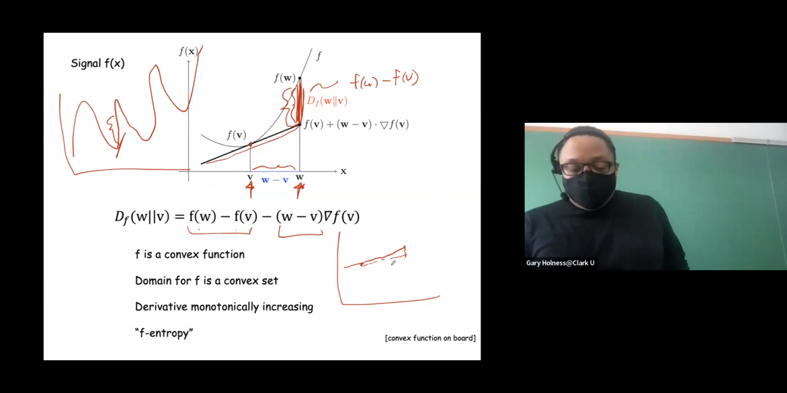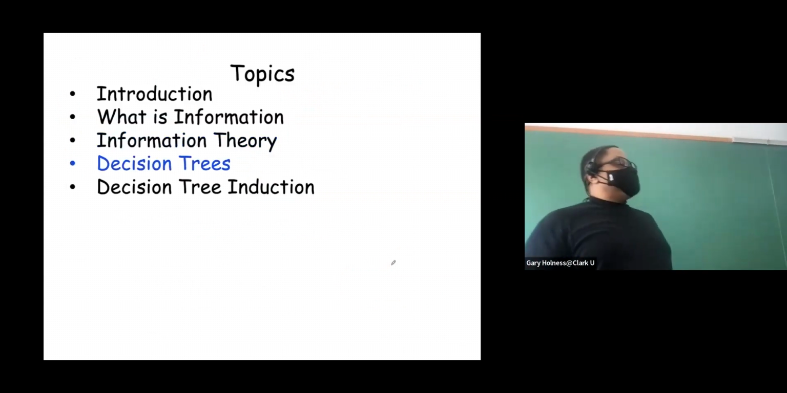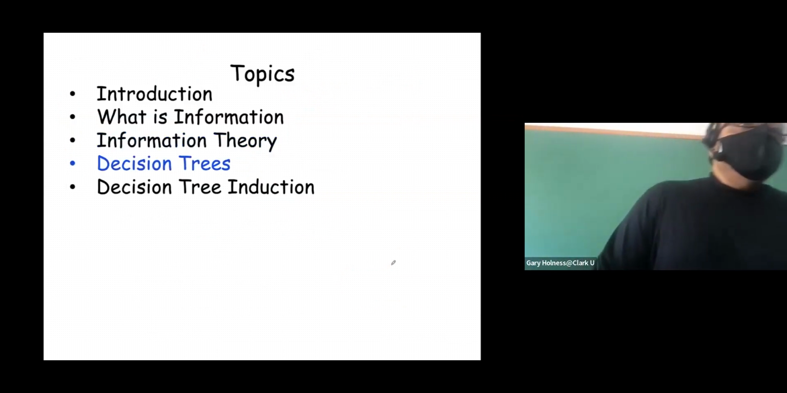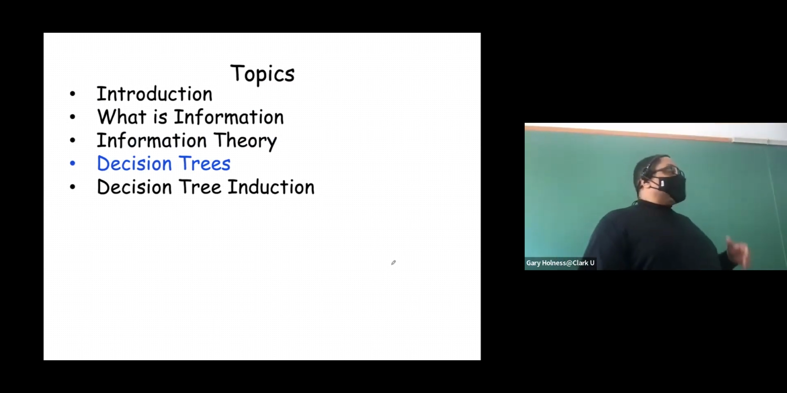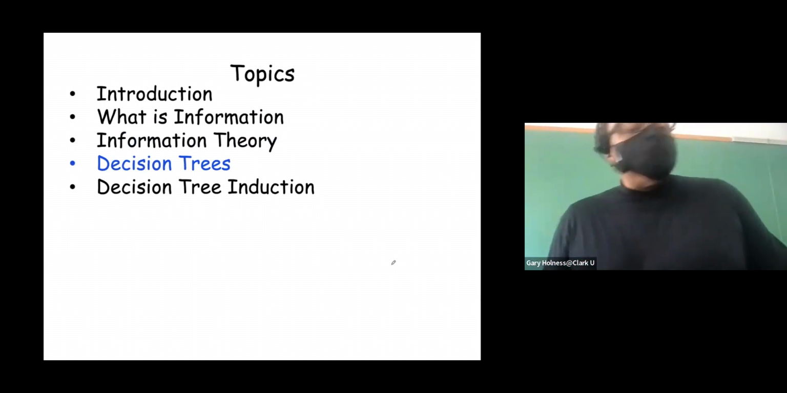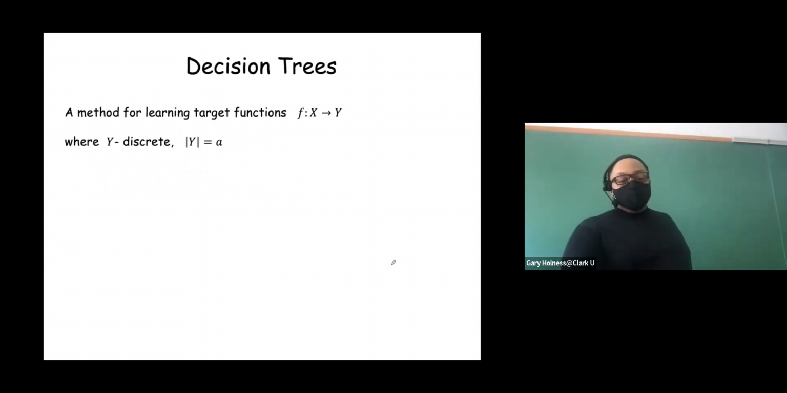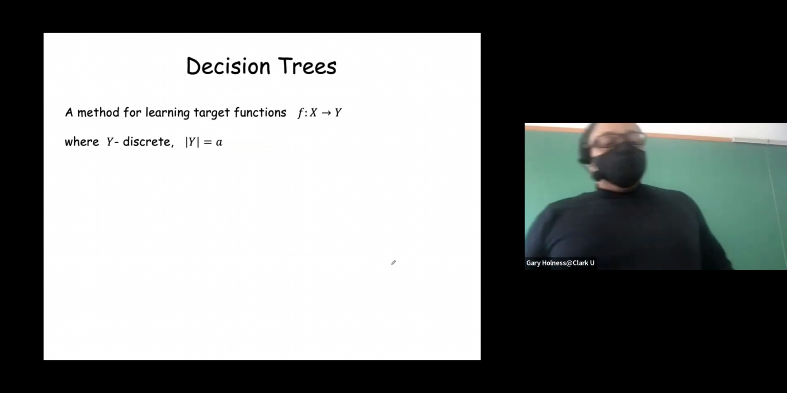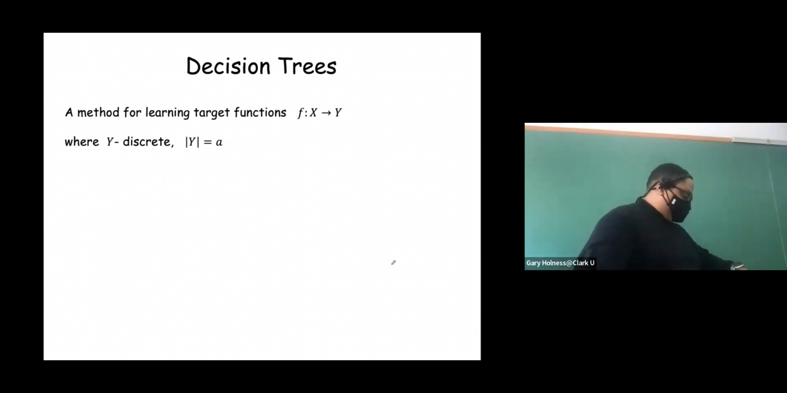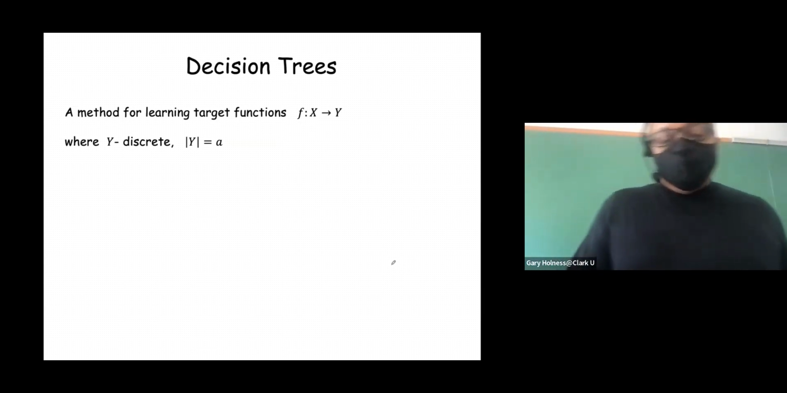All right, so let's continue forward and let's get to decision trees. Decision trees use information theory to search through the space of hypotheses to find that final best hypothesis that most closely agrees with the unknown target function. And so it's a way of learning target functions. And if we don't finish today, we'll pick up the balance on Friday.